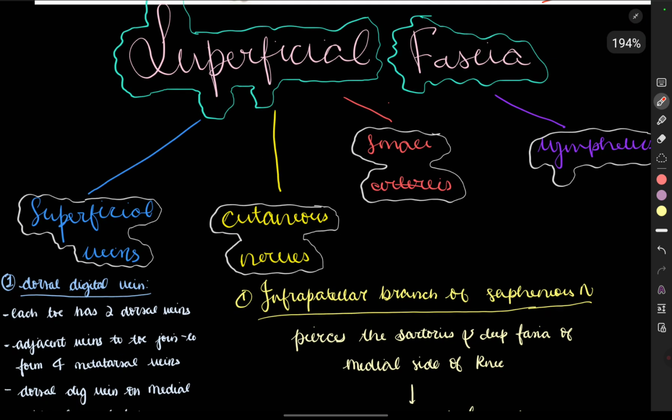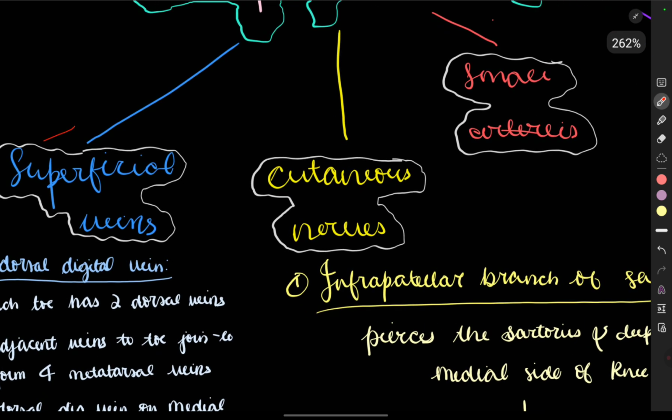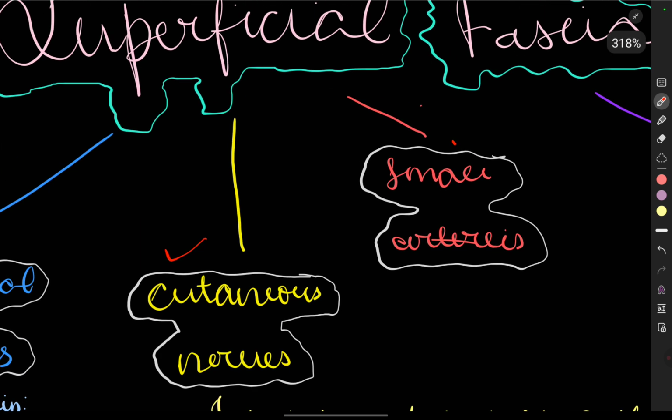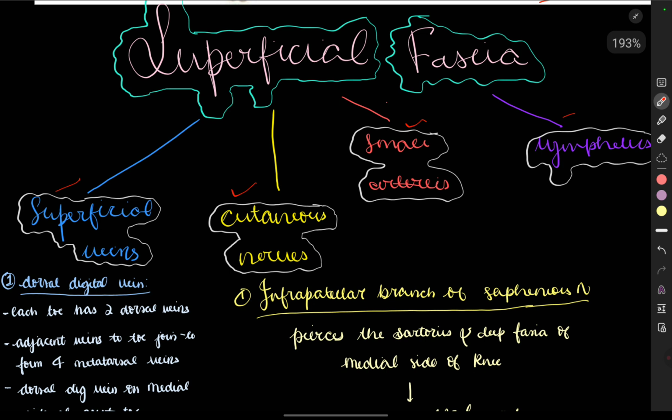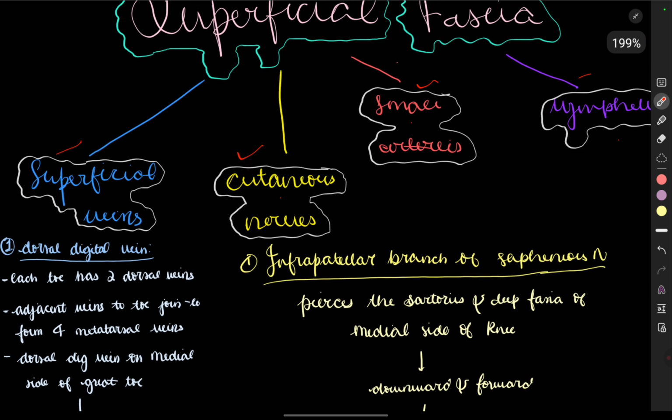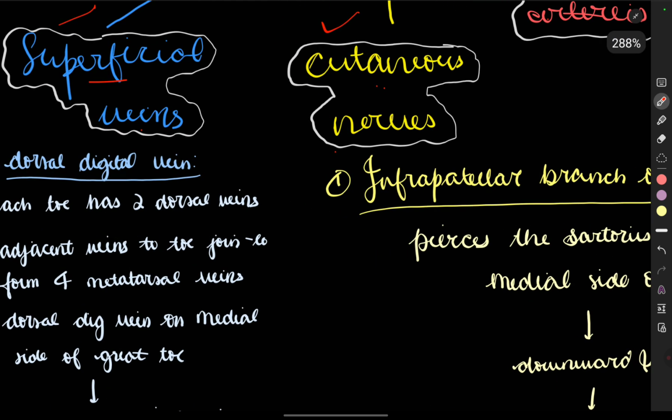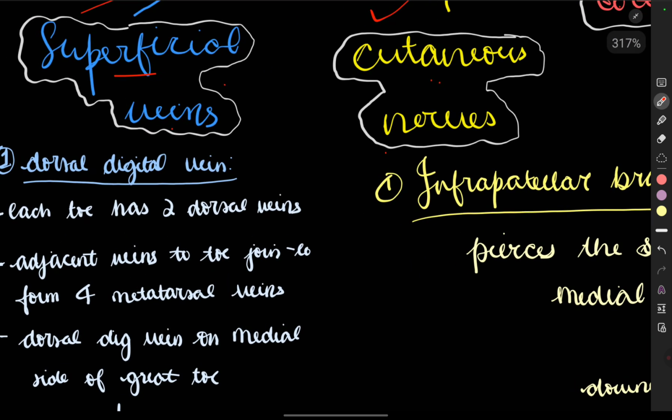In the superficial fascia we have superficial veins, cutaneous nerves, small arteries, and lymphatics. You see the color coding: for veins I've written blue, for nerves yellow, for arteries red, and for the lymphatics I've taken purple. We are going to study the superficial veins and cutaneous nerves in detail because they are important. The small arteries and the lymphatics are not given much in the textbook. Actually, it's not given at all. Only the veins and the nerves are given in the textbook.